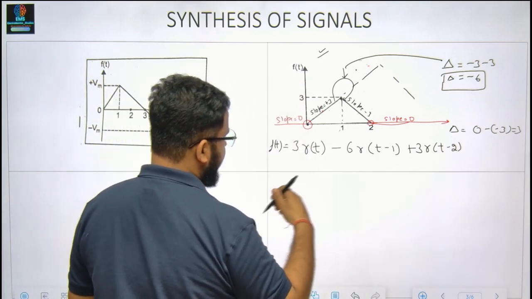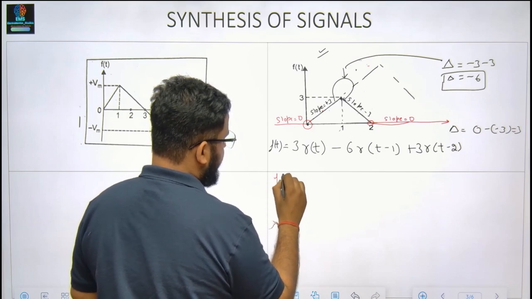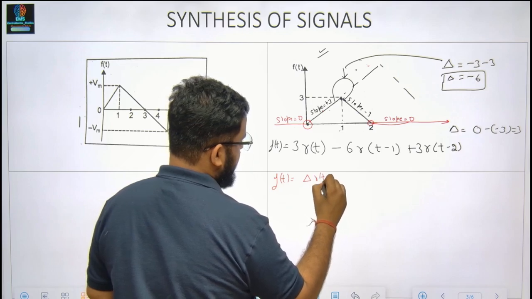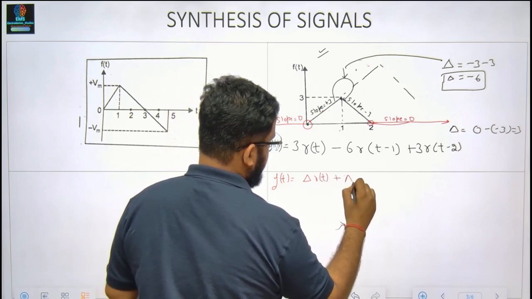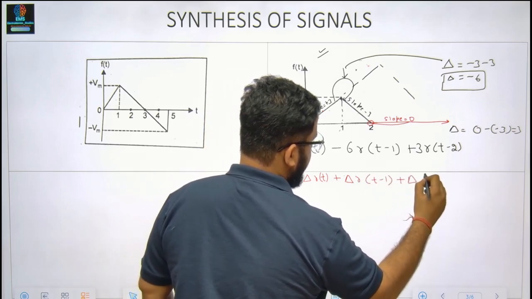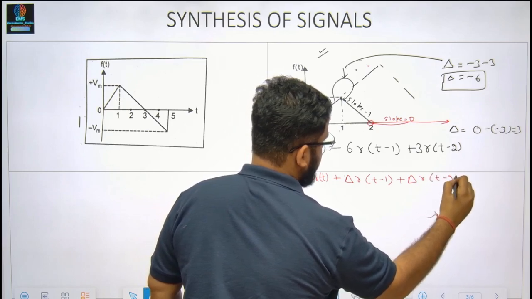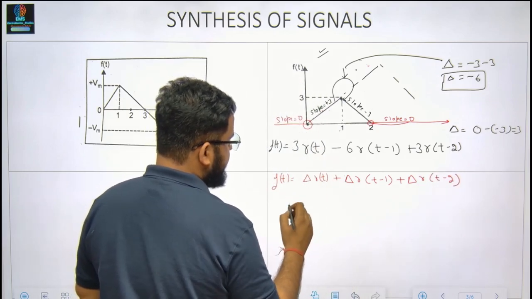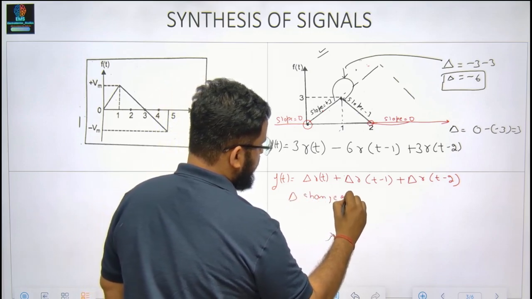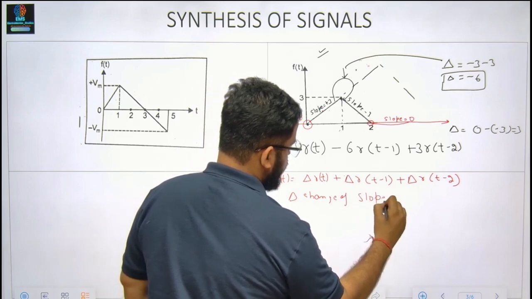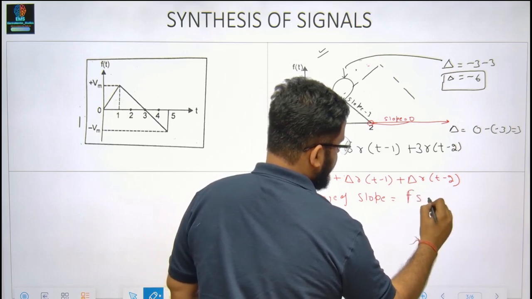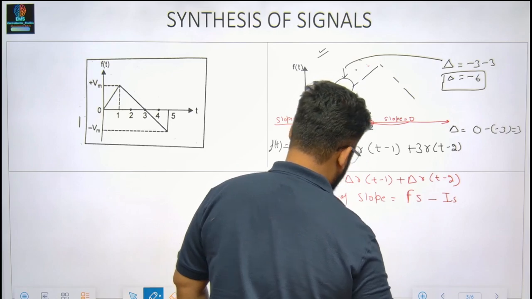So basically, if I have to write down a generalized term, I've written f of t as delta r(t) plus delta r(t minus 1) plus delta r(t minus 2). So what is this delta? Delta is my change of slope, that is final slope minus initial slope.